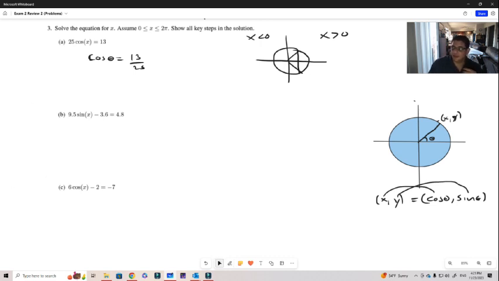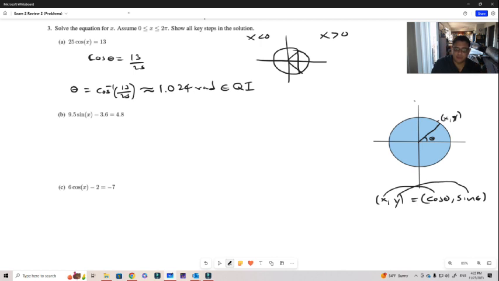So if I just use my calculator and get what this is going to be, I'm going to get theta is cosine to the minus 1 of 13 over 25. And when I get this in my calculator, I'm going to obtain that this is 1.024 radians. And this is going to be in quadrant 1. Okay, so this is going to be my angle in quadrant 1.